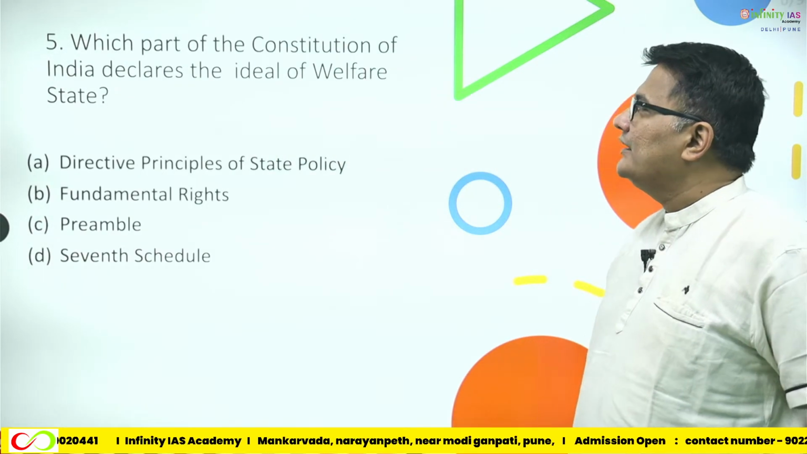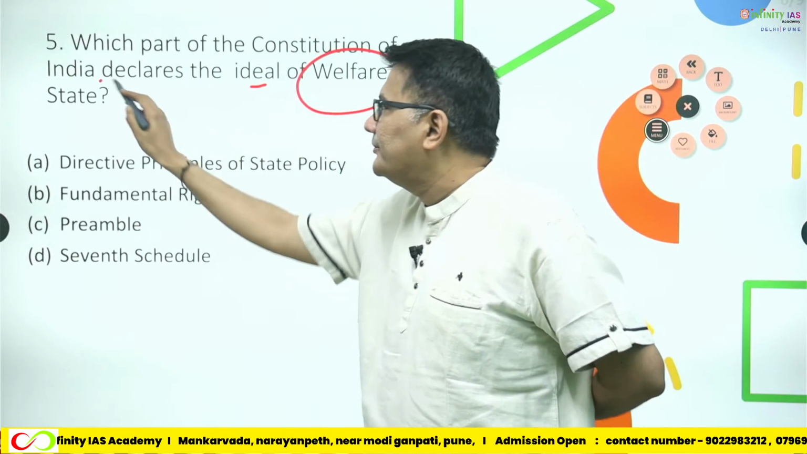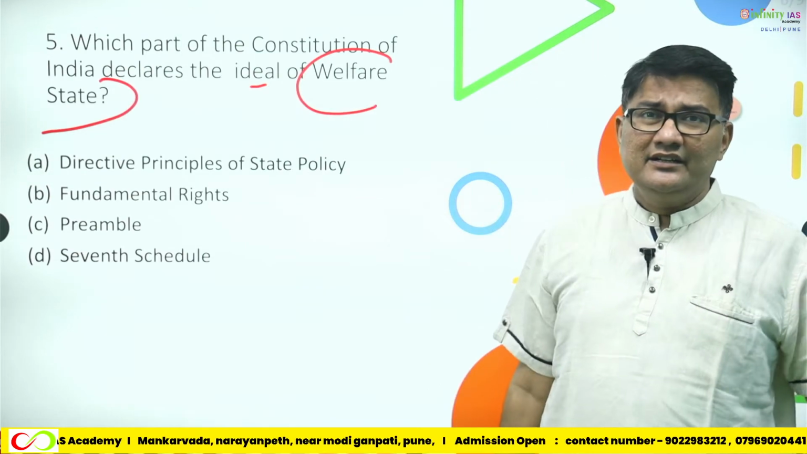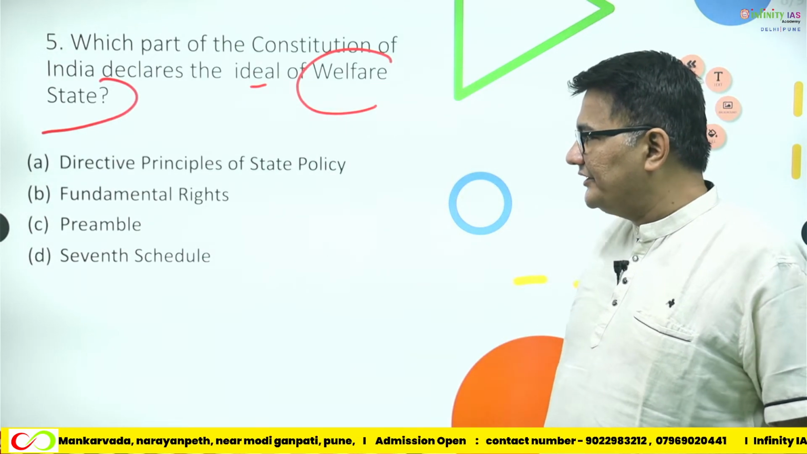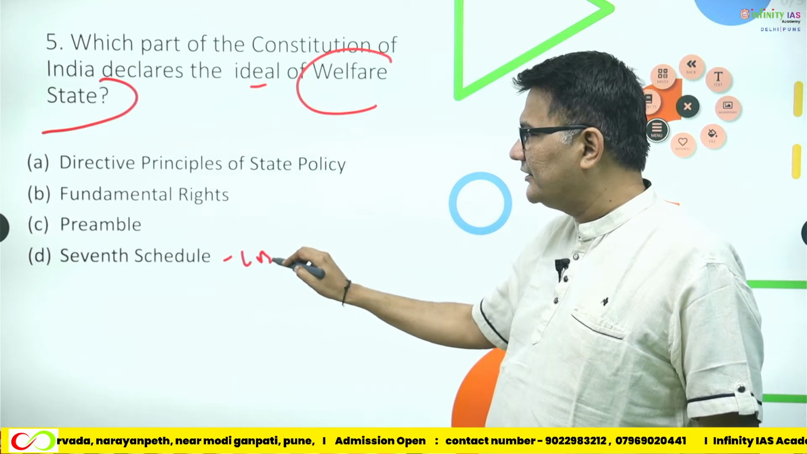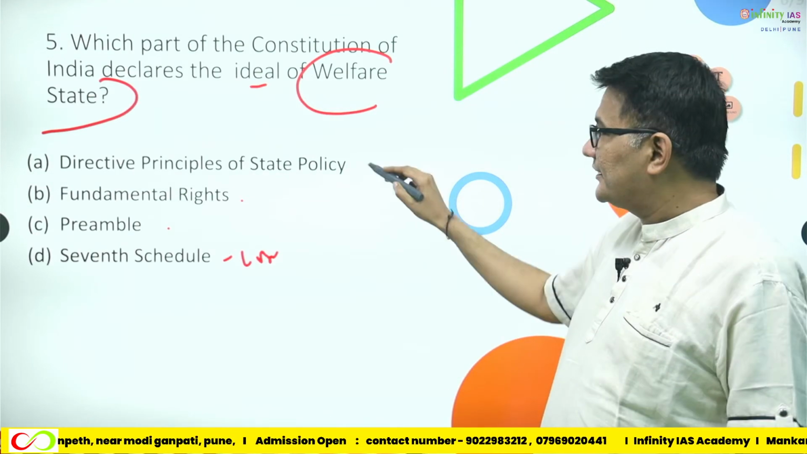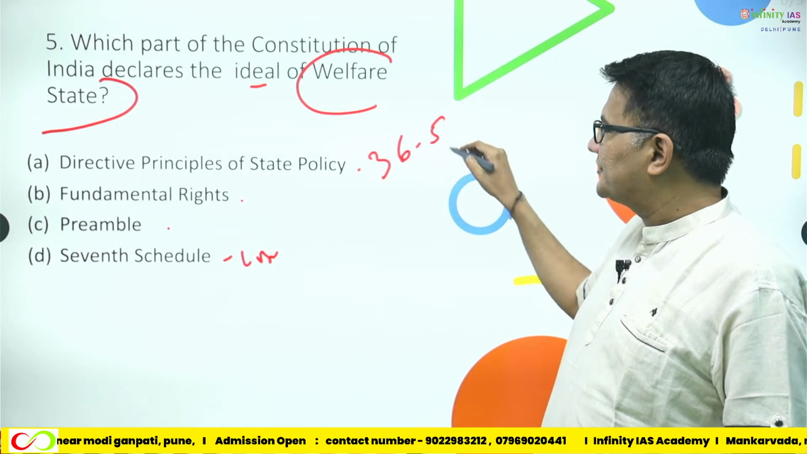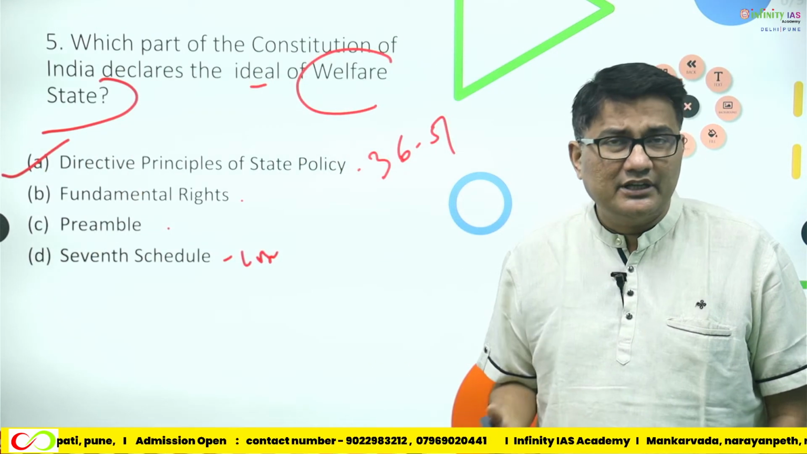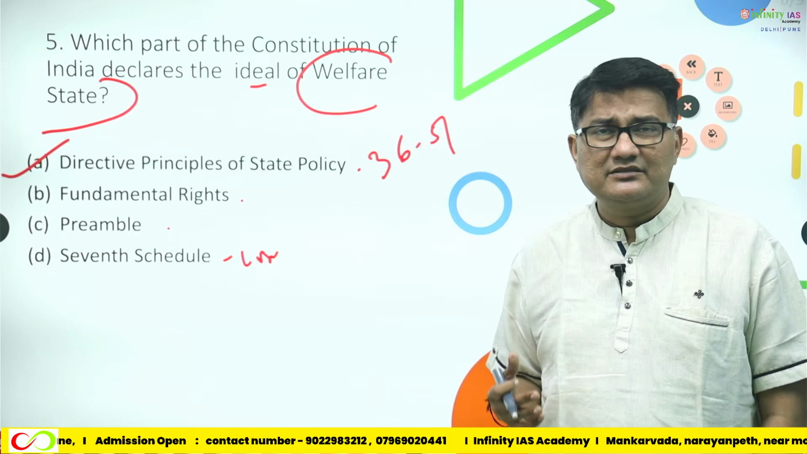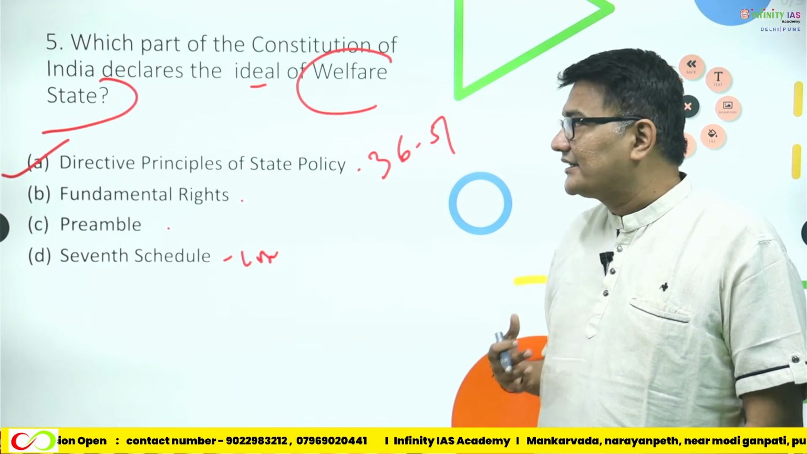Now last, which part of the Constitution of India declares the ideal of a welfare state? If you observe properly, this question is already repeated. DPSP, fundamental rights, preamble, 7th schedule. 7th schedule तो नहीं आएगा because it talks about the lists. Preamble, fundamental rights and DPSP. The correct answer is DPSP, Articles 36 to 51. DPSP are positive instructions given to the state, though they are non-justiciable in the court of law, they are justiciable in the court of people, and they talk about the welfare state. So the correct answer would be A.